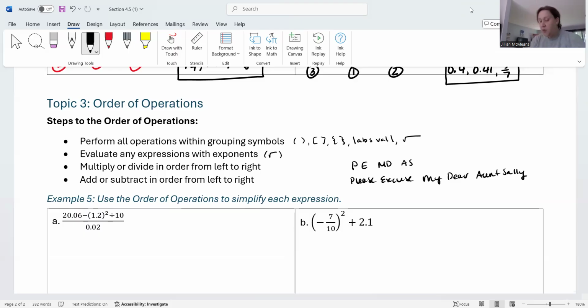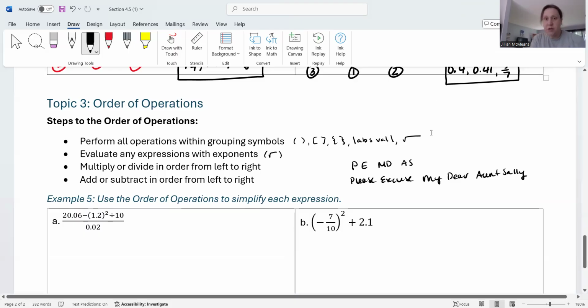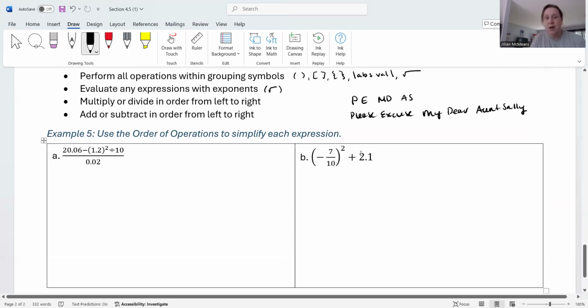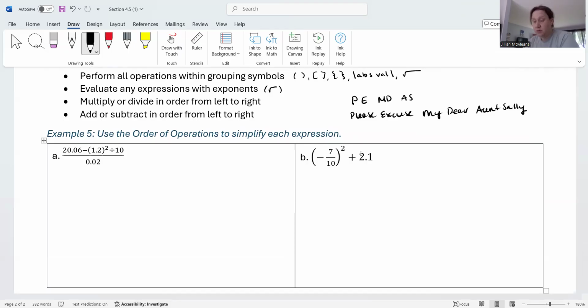Okay? Now, for example 5, it says use the order of operations to simplify each expression. You're definitely going to want to give yourself space for these because you're potentially going to have to do a little bit of side work for some of the decimal operations. But no big deal. We got this. All right?